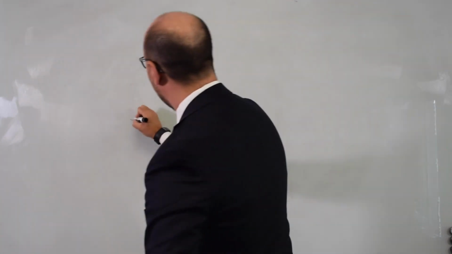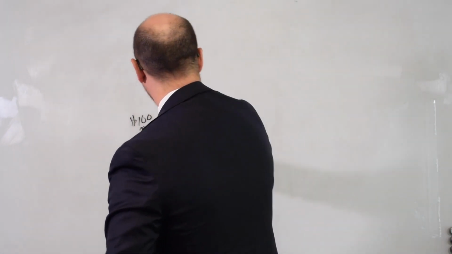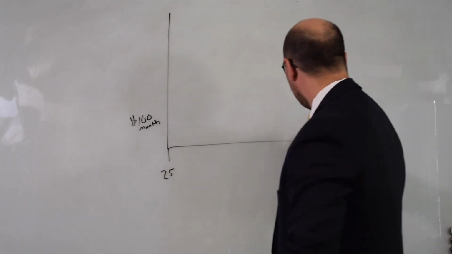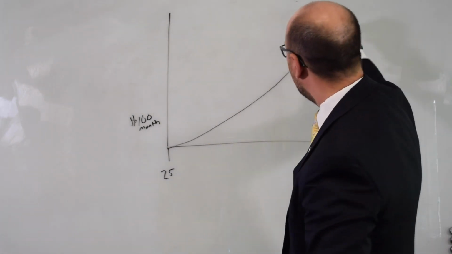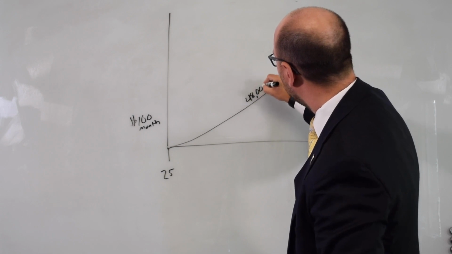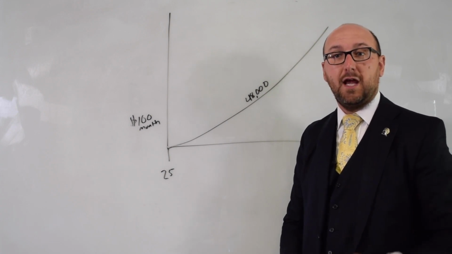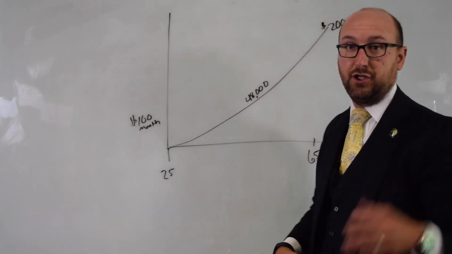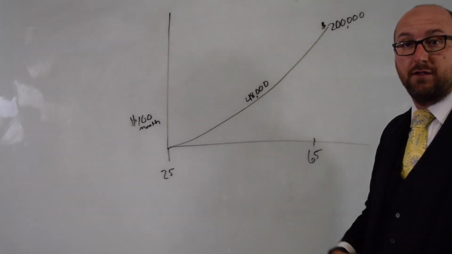Let's use an example. Let's say you were to invest $100 a month. And let's say you did this starting at age 25. By the time you reached age 65, you would have invested $48,000. And let's say it was earning a 6% compounded interest. It would be worth over $200,000 by the time you reach age 65. Your money created more money through compounding interest.